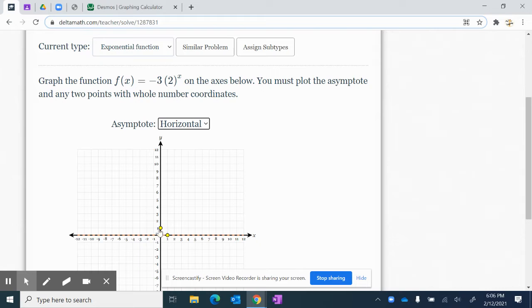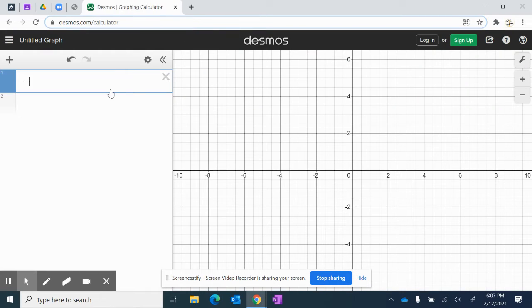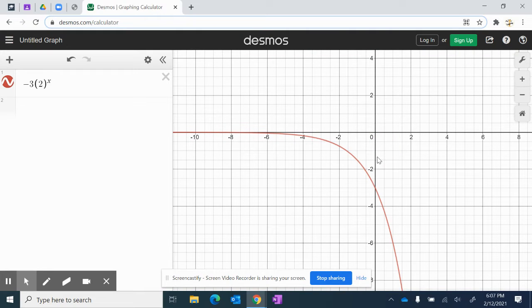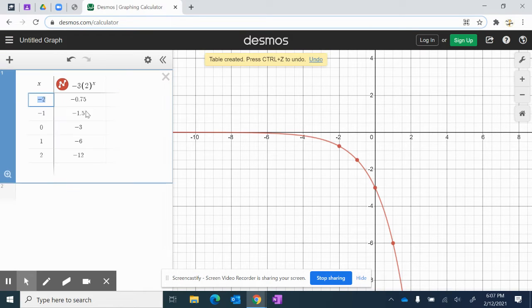Then to find my 2 points, I'm going to type this equation into Desmos. So -3 parentheses 2 and then to the power of x. And it automatically graphs that on here. And you can click and drag it if you want to. But the best way to see the table is if you click that settings button and then you click convert to table. And it will automatically pull up that table for you, which is super nice.